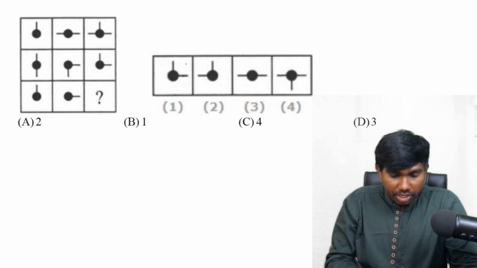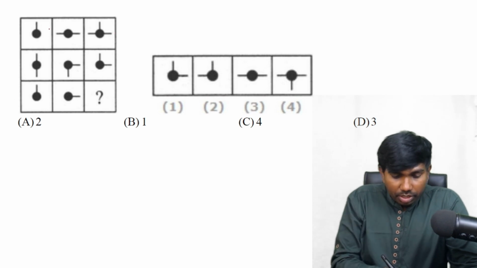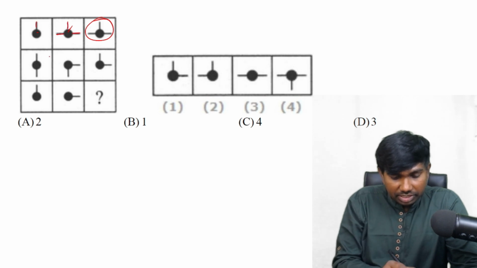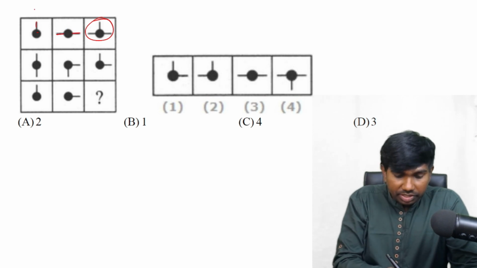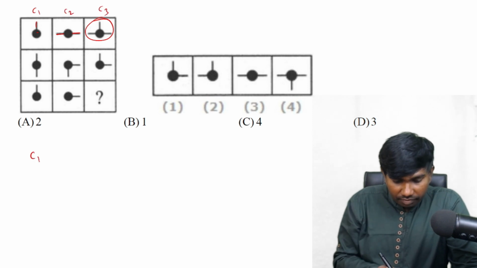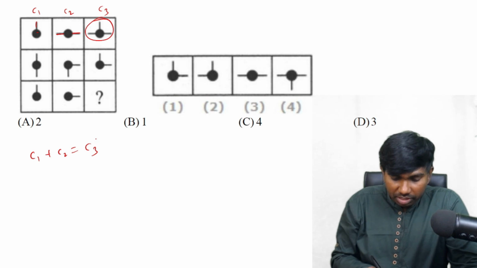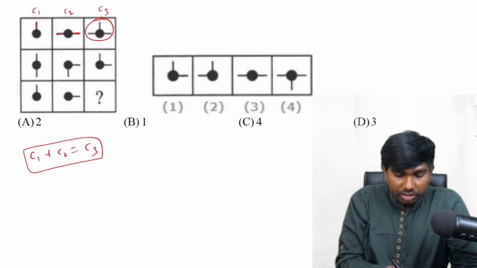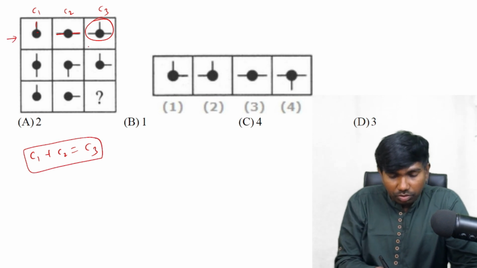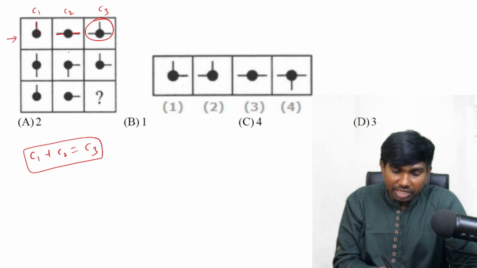Next. Here you can take the horizontal logic or the vertical logic. If you combine this figure and this figure, you will get this figure, because these 2 lines are there, and the first figure consists of this extra line. This is column 1, column 2 and column 3. Column 1 plus column 2 equals column 3. But don't confirm the logic with only one row.